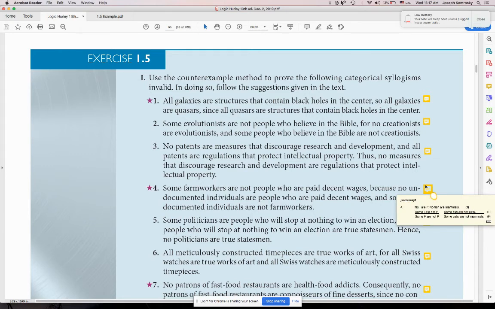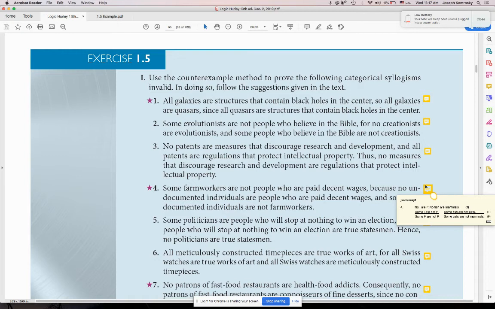No I are P. Some I are not F. Some F are not P. So premise 1, no I are P. Premise 2, some I are not F. Conclusion, some F are not P. You can write that down, okay?